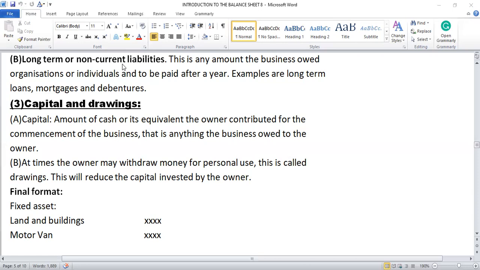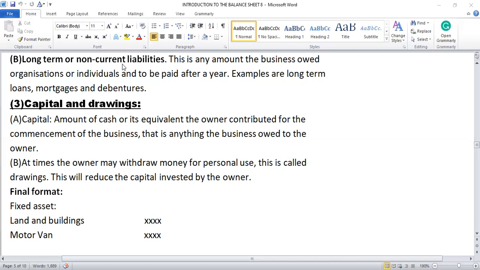Then the liabilities are the amounts owed to an individual or an organization by the business. We also have 2 types, the current and non-current liabilities. The current liabilities are those that are going to be paid within a year, and the non-current liabilities are those that are going to be paid after a year. Then we have the capital. The capital is cash or its equivalent or in kind provided by the owner to commence and to run the business in order to generate profit.